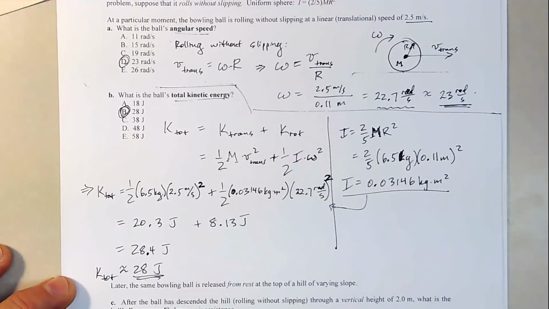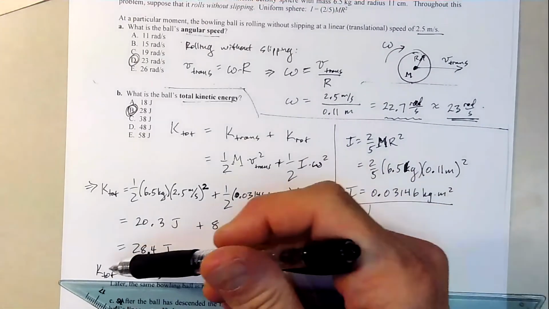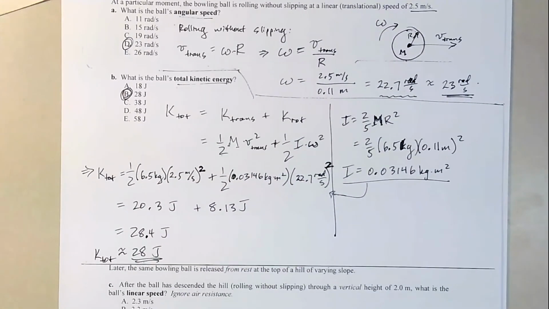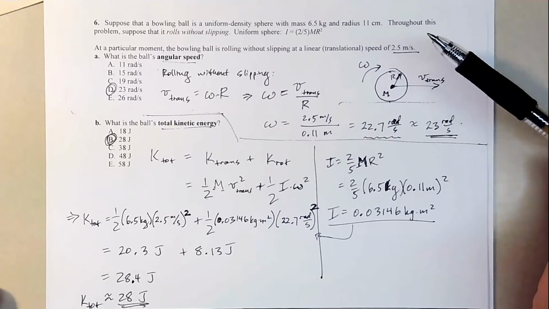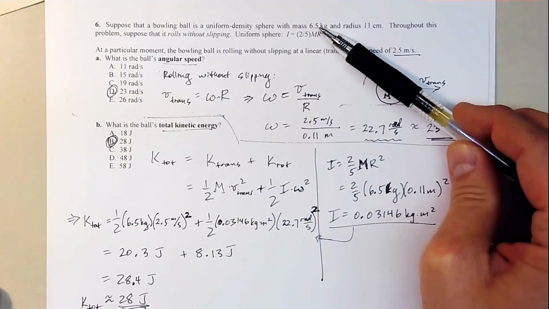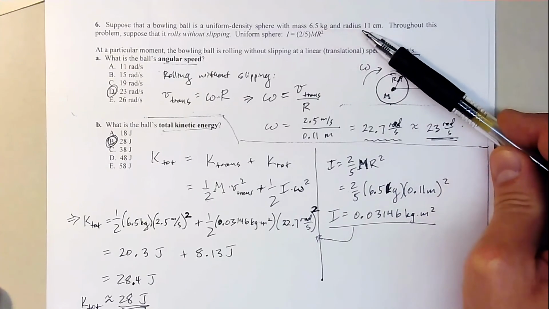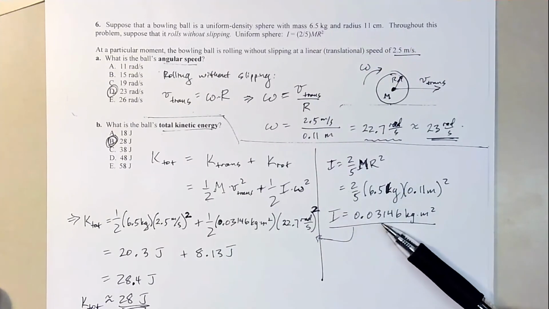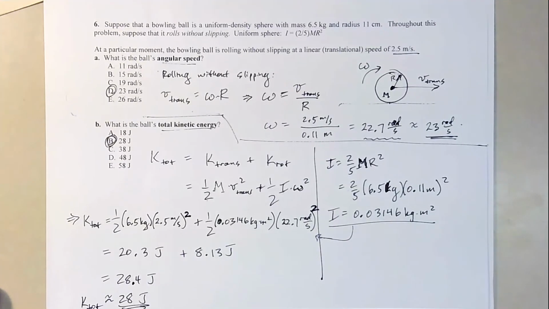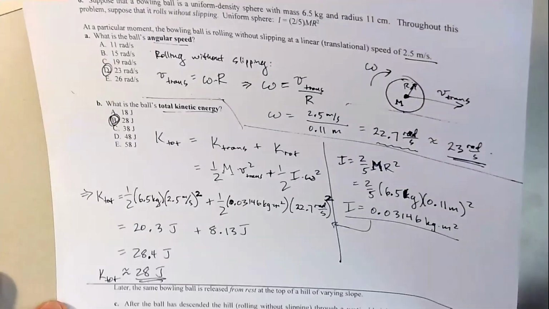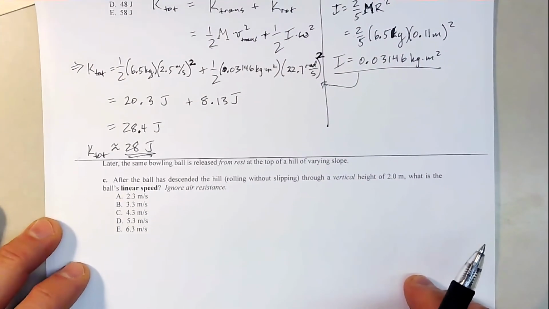All right, now this is a totally different scenario coming up in part C. The only thing it has in common with the original part is it's the same bowling ball. So it has the same mass, the same radius, and the same moment of inertia, right? Which depends on the mass and radius. So we can borrow those pieces of information from up above. But now let's take a look at part C, which is a totally different question.